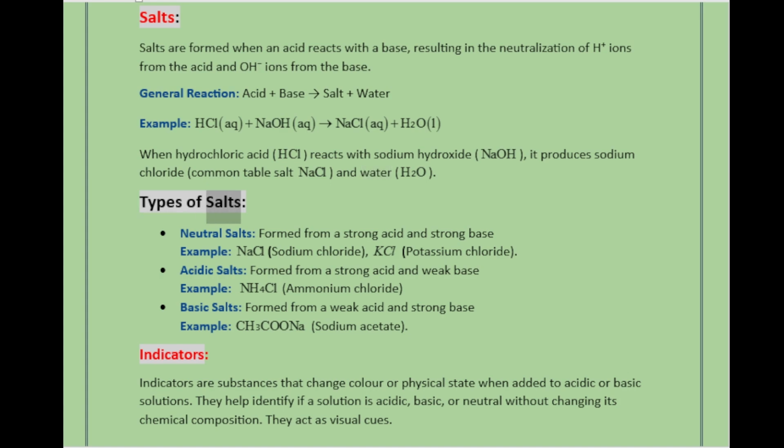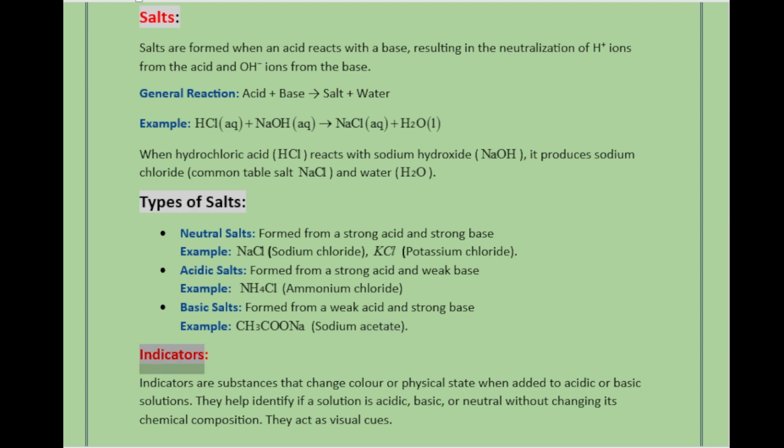Types of salts. Neutral salts, formed from a strong acid and strong base. Example, sodium chloride, potassium chloride. Acidic salts, formed from a strong acid and weak base. Example, ammonium chloride. Basic salts, formed from a weak acid and strong base. Example, sodium acetate.